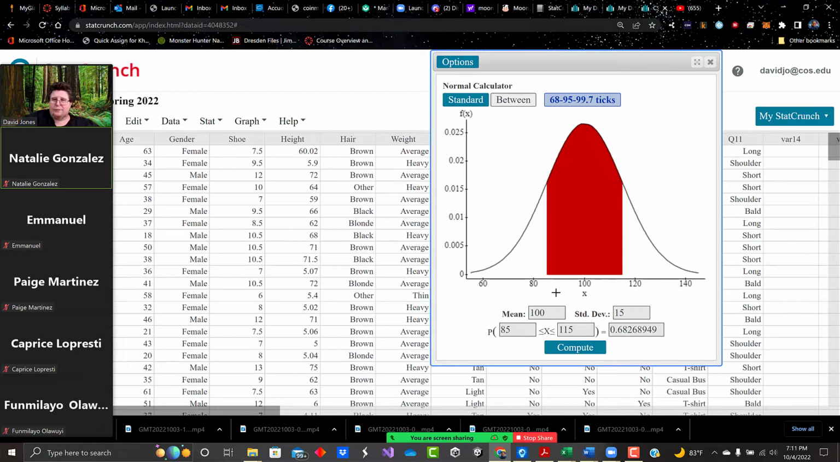Note that when we do the normal calculator, it does not default to the 68, 95, 99.7 ticks when mean and standard deviation are not 0 and 1, but we can click on this button there and make it that way.